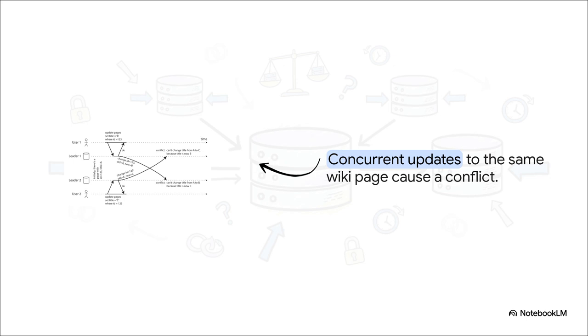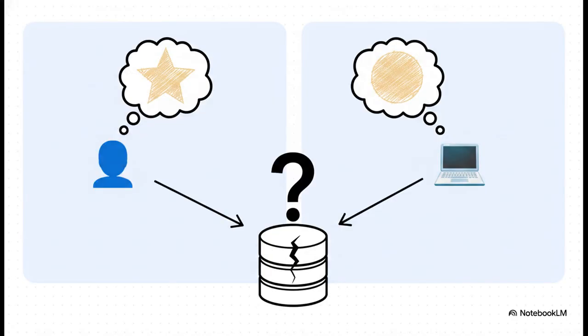But later, when those leaders try to asynchronously replicate to each other in the background, the first leader says, hey, change A to B, while the second says, wait, I already changed it to C. They hit a massive wall. To break that down super simply, we have two completely valid, simultaneous updates. User 1 wants the title to be B, and user 2 wants it to be C. So which one is right?